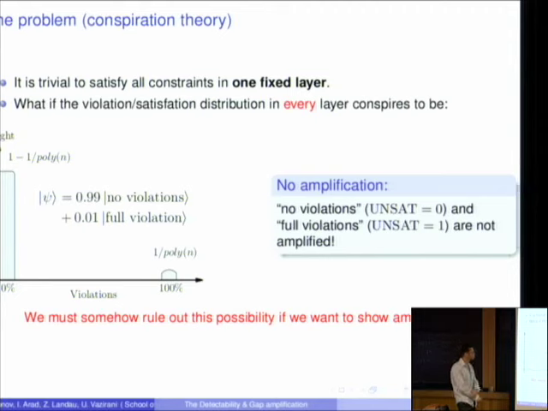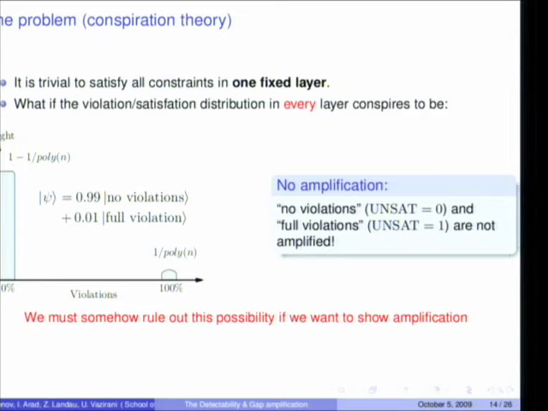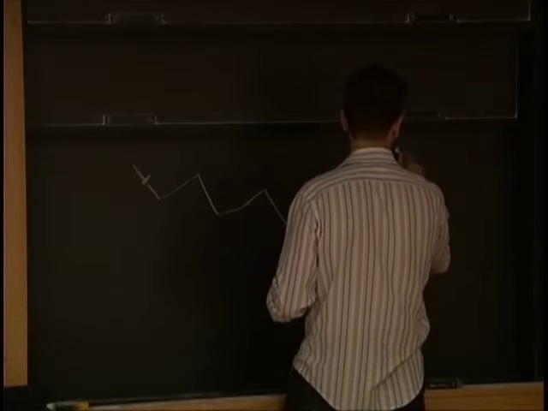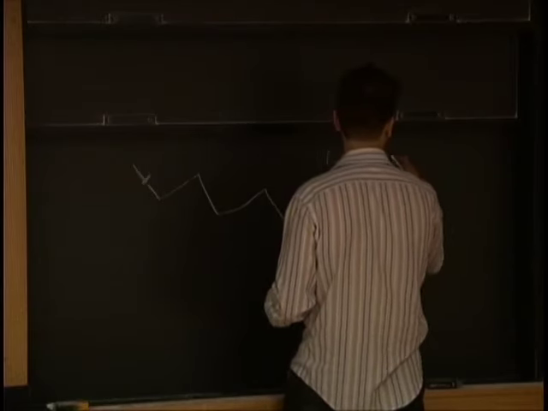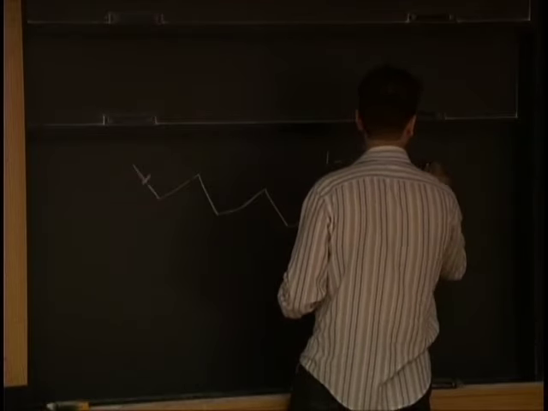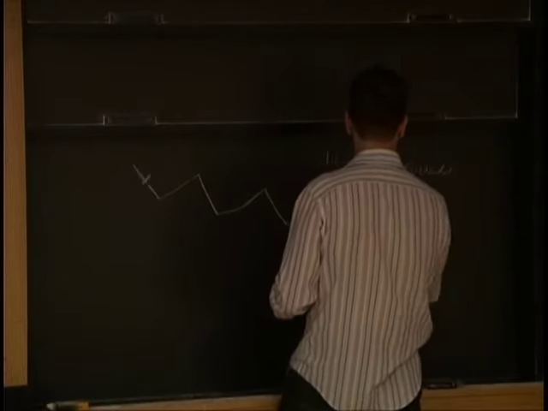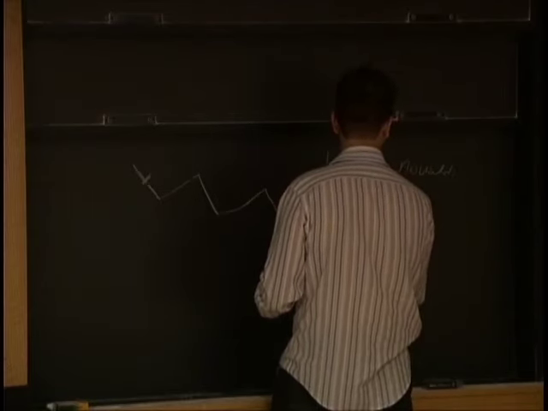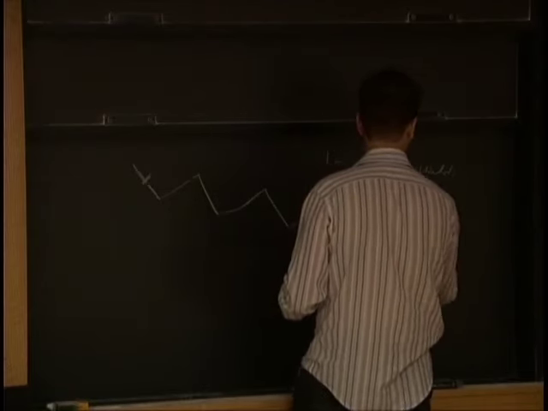Mm-hmm. So you can have, I guess, something like 1 over m in 1 minus 1 over m in epsilon 0 in no violation, and epsilon 0 in completely violating.